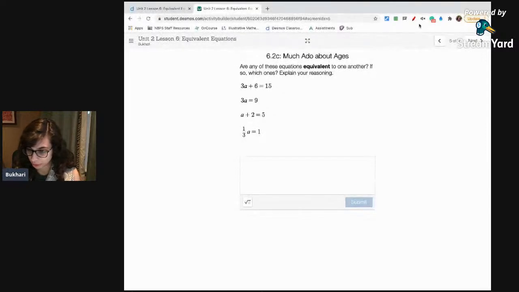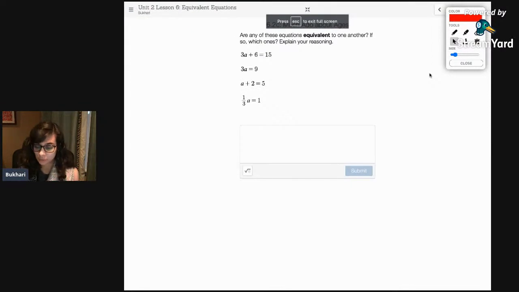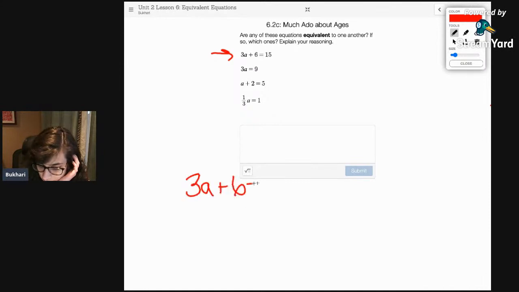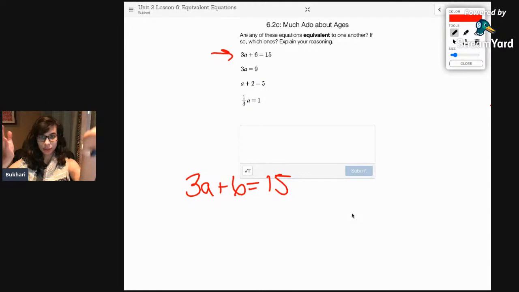So if I have my equations listed here, how are these equivalent to each other? If we start with the equation at the top here, if we decide this is the equation that I'm starting off with, let's see if they're equal to each other. I know that 3a plus 6 equals 15. And remember, we always want to keep our balance. We have to keep a balance.